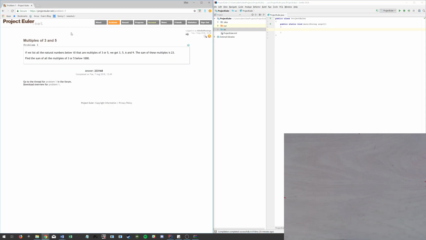So it's asking about multiples of 3 and 5. It says if we list all the natural numbers below 10 that are multiples of 3 or 5, we get 3, 5, 6, and 9. The sum of these multiples is 23. Then it asks, what is the sum of the multiples of 3 or 5 below 1,000?